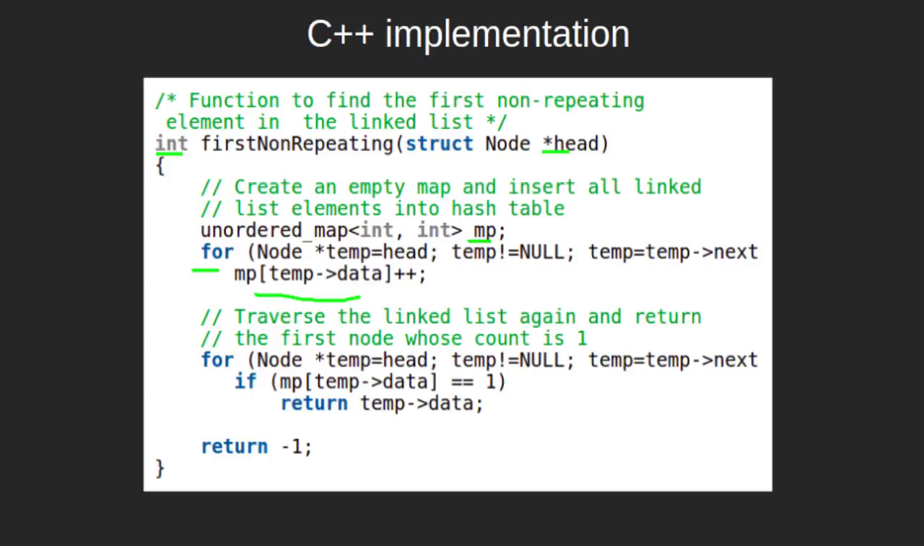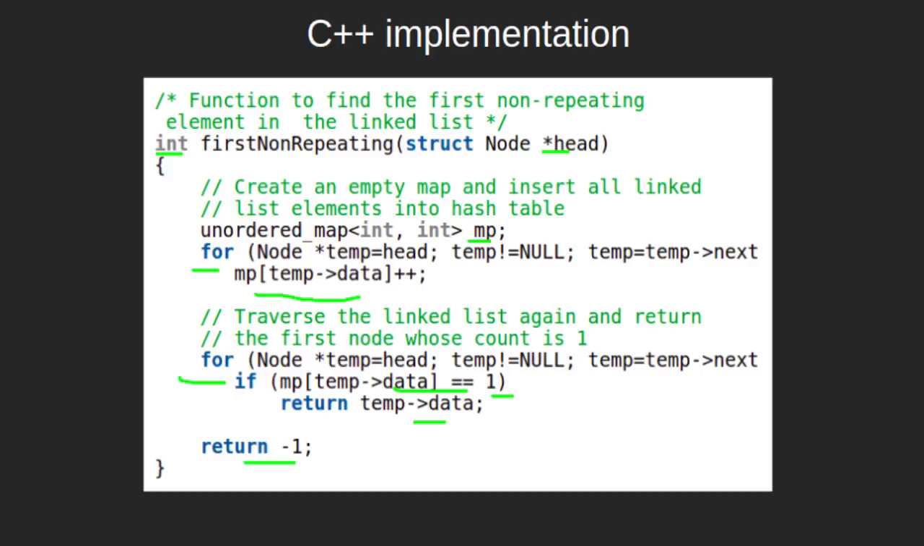Once we have got the frequency of all the elements, we will again traverse the linked list, and when we encounter the first element whose frequency is 1 in the hash table, we return the element and we got our desired output. Now if the frequency of every element in the linked list is greater than 1, means we will not enter this if condition in any case, then we simply return -1, means no non-repeating element is present in the linked list.